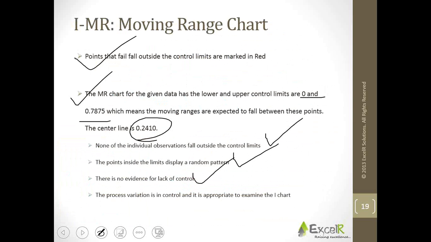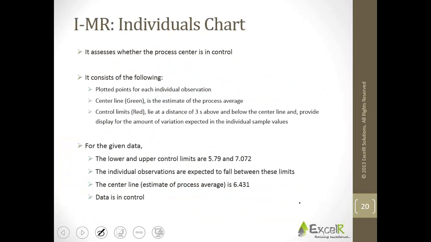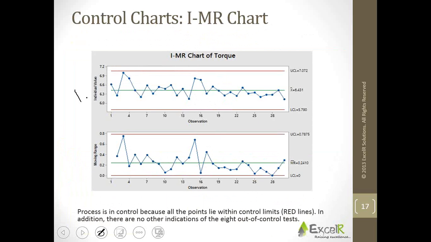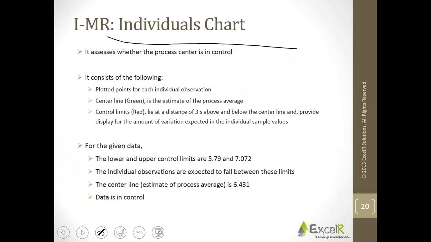There is no particular trend to it or any particular format. There is no evidence for lack of control. So the moment we look at that graph, it's clear that the process is in control. So the process variation is in control, and it is appropriate to examine the I chart. Now, in this, we have two things: individual chart and moving range chart. So once we look into the moving range chart, we proceed further to look into individual charts. It assesses whether the process center is in control or not.